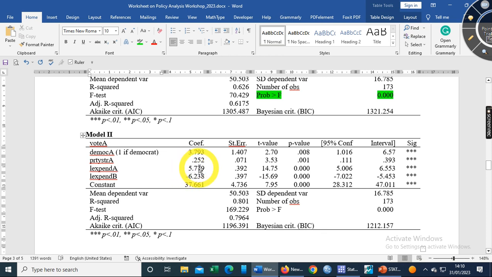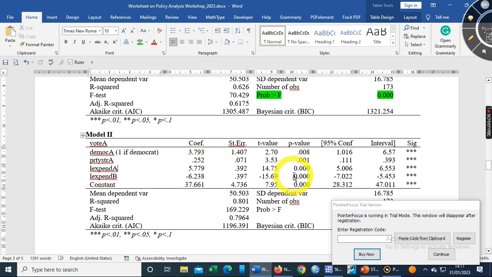We said that this is going to be divided by 100, so we get 0.05779, and this implies that as campaign expenditure by A increases by 1%, the percent vote for A increases by 0.05779% on average, keeping other variables constant.